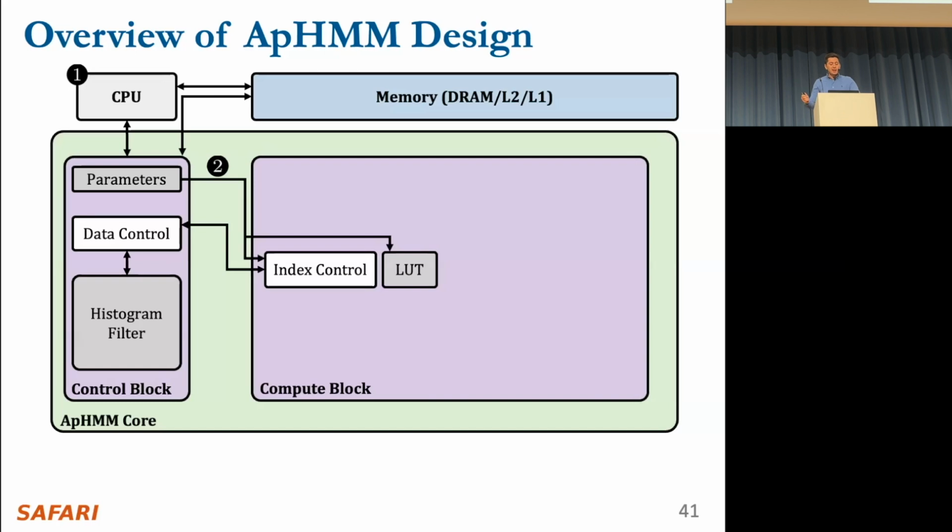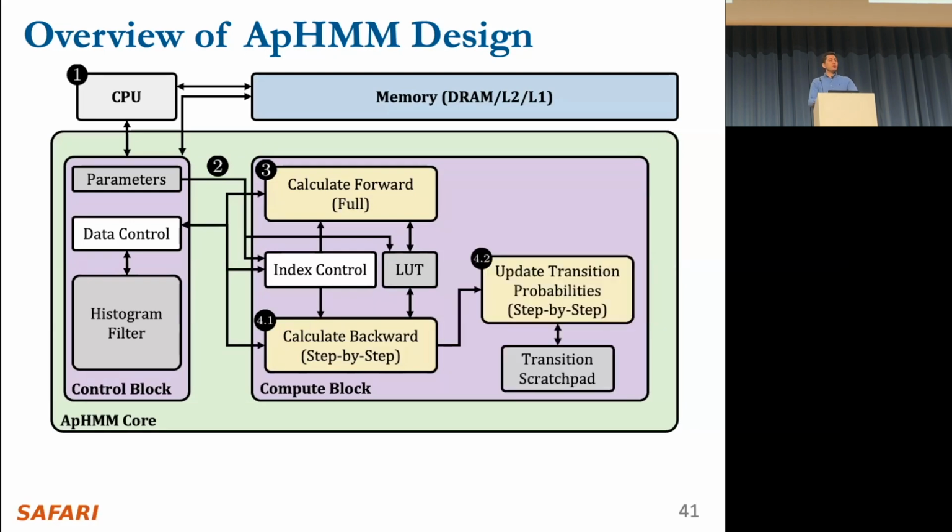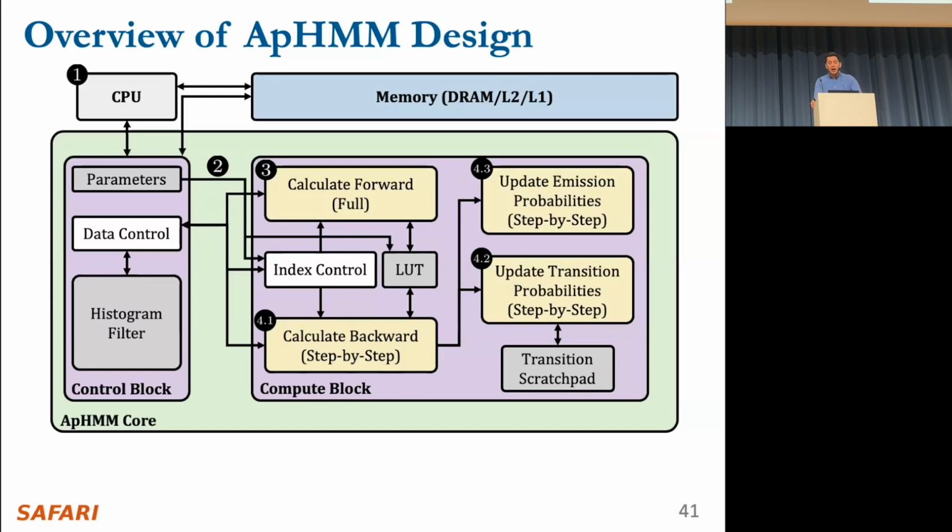And what it does is that the proper indices are sent to the compute block, and then we first calculate the forward value fully, because we need it to be computed fully. But once it's computed, we can compute the backward values step by step. And while we compute the backward values, we can also start the training process. Again, as we compute the backward values, for example, we can update the transition probabilities and also emission probabilities by forwarding the backward values and also forward values to the next steps.